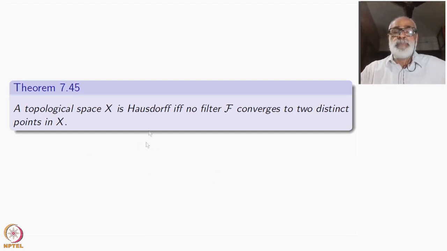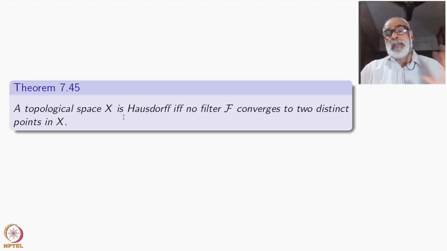So the next theorem is: a topological space is Hausdorff if and only if no filter F converges to two distinct points of X. Remember, when we defined a limit of a filter, we didn't say that the limit is unique. There may be many limit points in general. But if you take a Hausdorff space, it can have at most one limit point. That is not the point, though. The point is the if and only if.